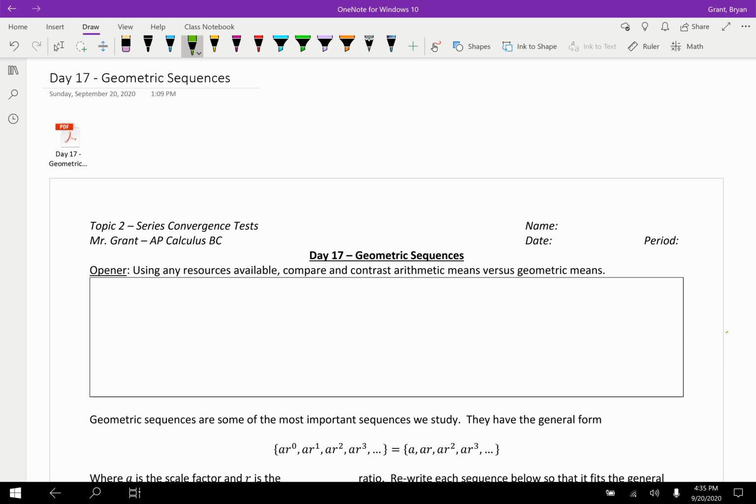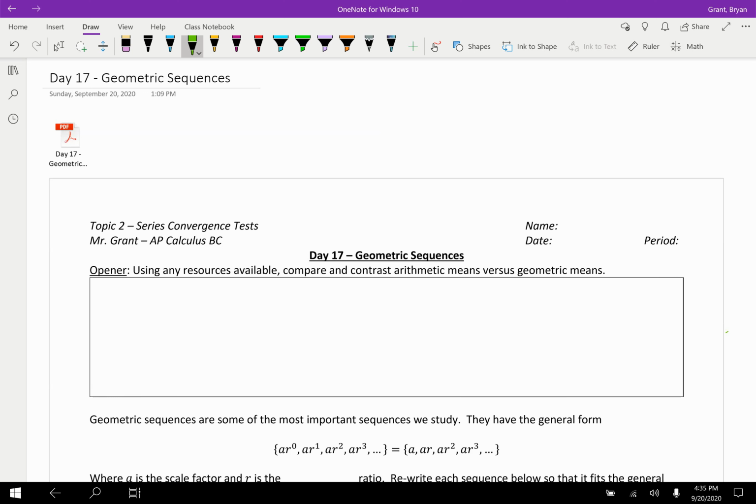Welcome back to AP Calculus BC. We're still in the midst of our second topic, which is called series convergence tests. That's kind of a weird topic because we haven't defined series yet. We don't know why it matters if they converge, and we haven't learned any tests for them yet. However, we've really been building that foundation for series by discussing sequences first. We'll talk about how sequences are linked to series down the road.